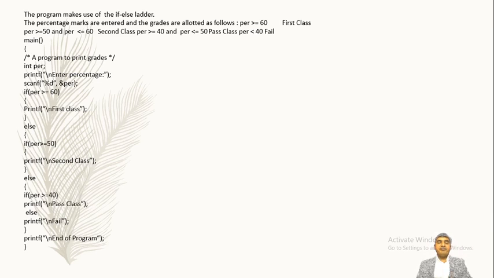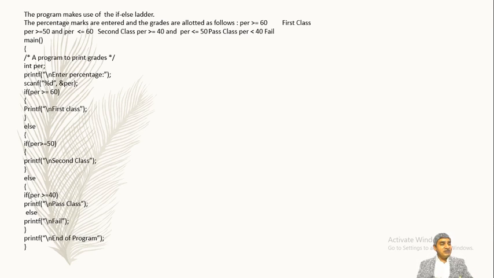Here we check a number of conditions. First condition, percentage greater than 60. If this condition is true, first class, and then the program is terminated, the end of the program. But if it is false, then check the second condition, percentage greater than or equal to 50. If this is true, then the message displayed on the screen is second class, and the program ends.